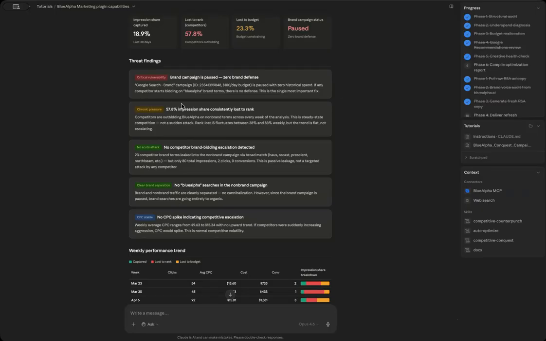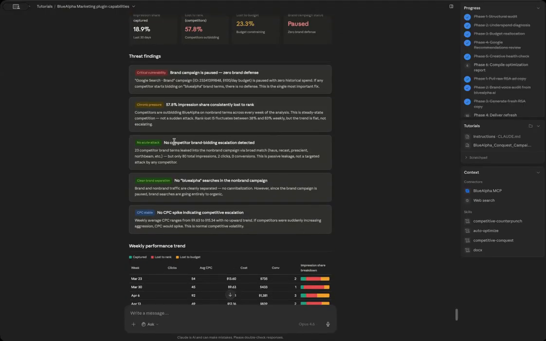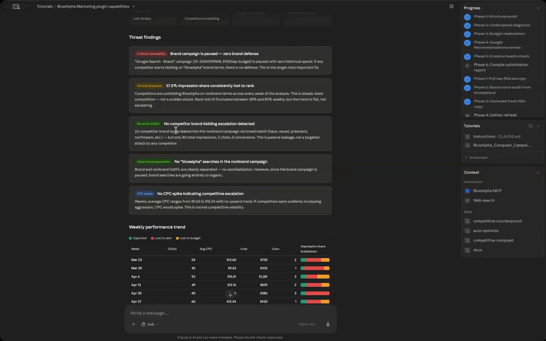Then the chronic pressure, as we saw here, is 57.8% impression share consistently lost to rank. So competitors are actually outbidding BlueAlpha on non-brand terms across every week of the analysis. This is a steady state competition, not a sudden attack. It fluctuates between 38 and 83 weekly, but the trend is flat and not escalating. And no competitor brand bidding escalation detected.